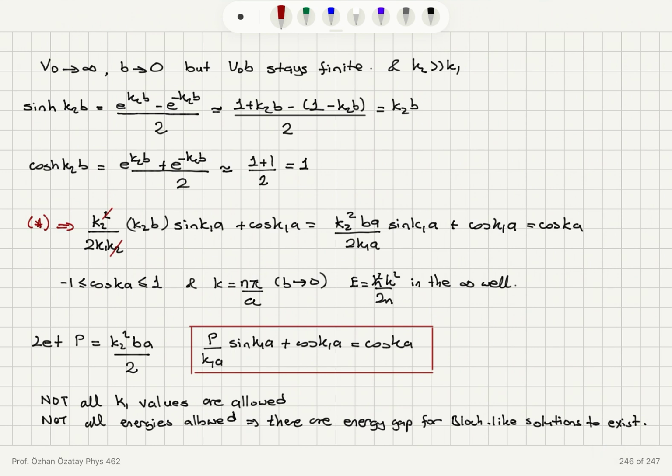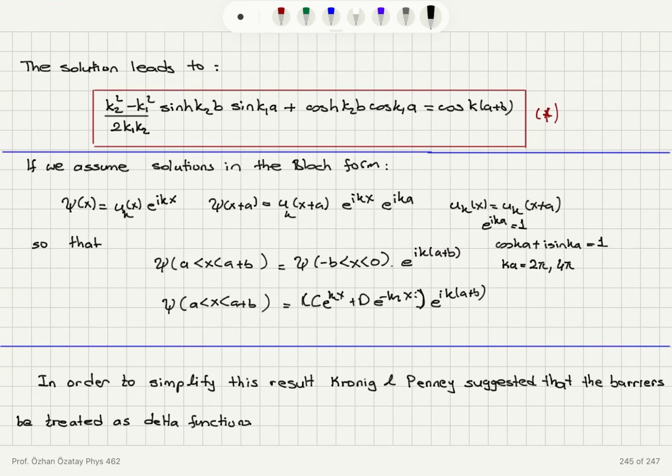sine hyperbolic k2b, which is e to the k2b minus e to the minus k2b over 2. Now, b is becoming 0, so we have e to the x for small x, x almost equal to 0, is 1 plus x, so we have 1 plus k2b minus 1 minus k2b over 2. Ones cancel, so we obtain k2b. For cosine hyperbolic k2b, we obtain e to the k2b plus e to the minus k2b, that gives us 1 plus 1 over 2, which is 1. So cosine hyperbolic is replaced with 1, sine hyperbolic is replaced with k2b. So that's what we do in this solution.